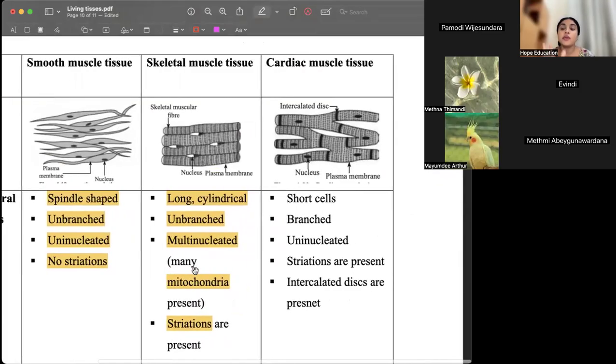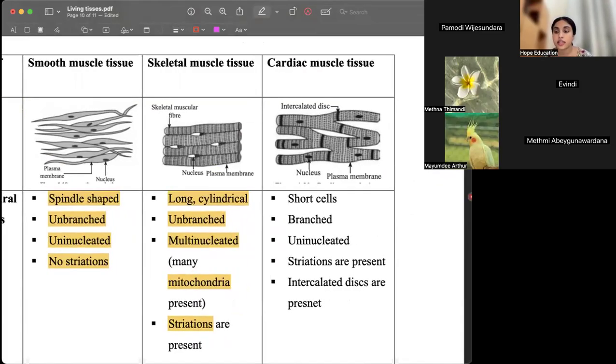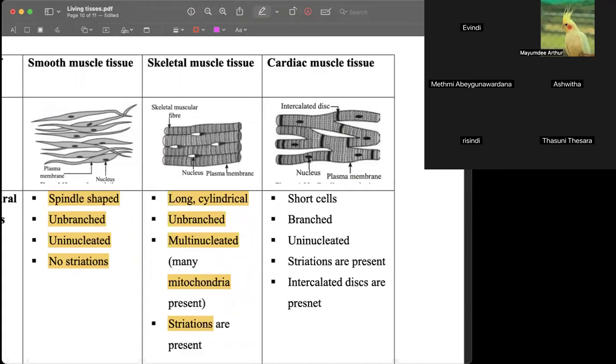Finally, the last type. Any questions in skeletal muscle tissue, or is everything clear? Give me a thumbs up. Clear, teacher. Others?